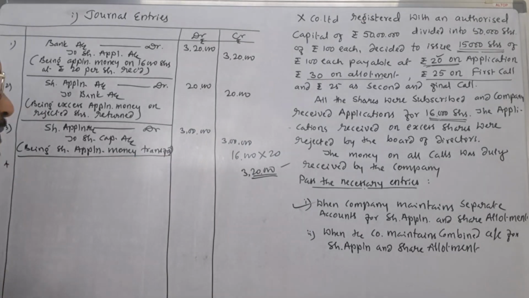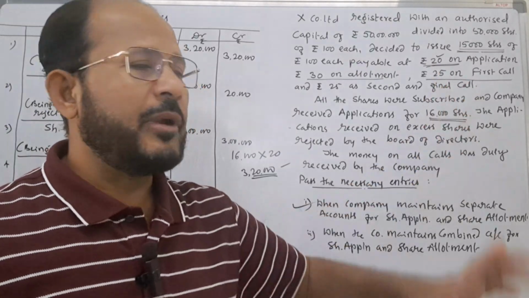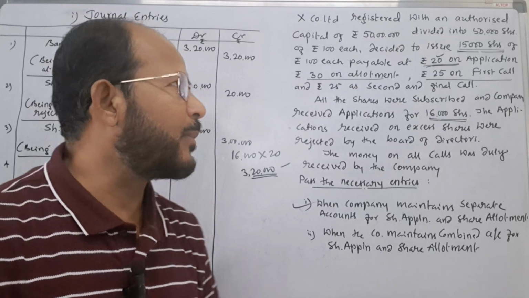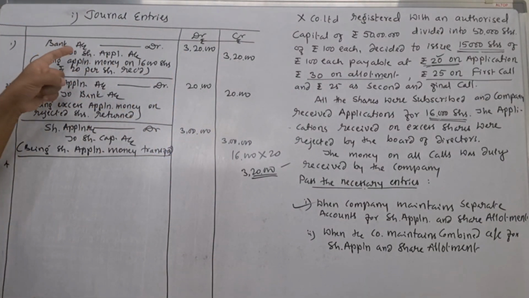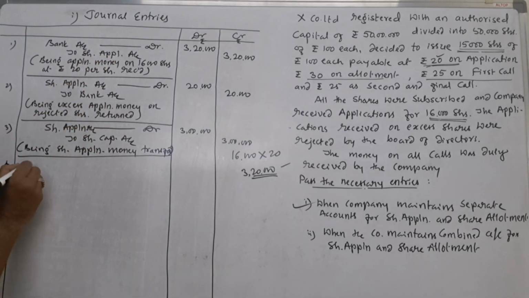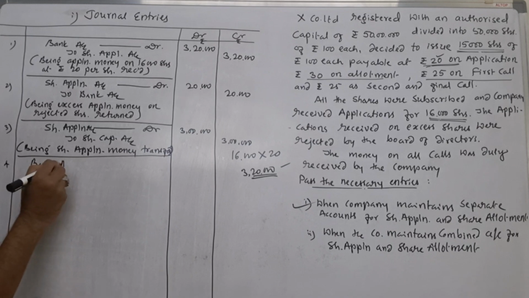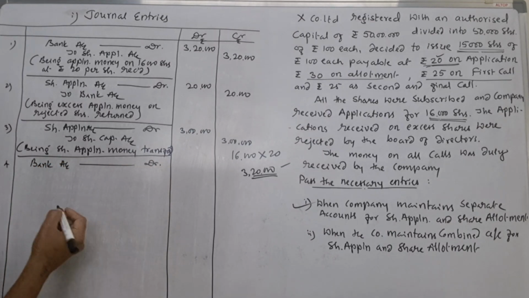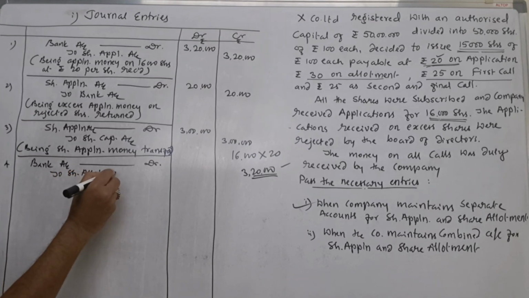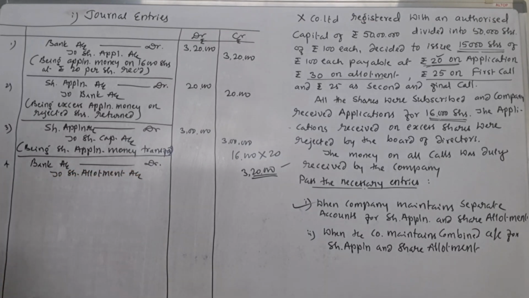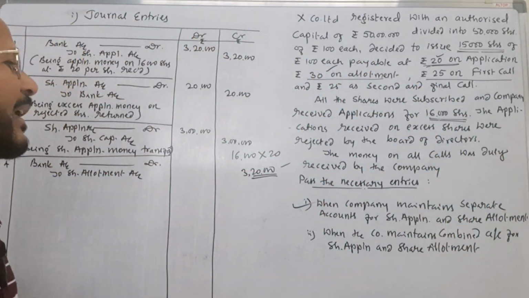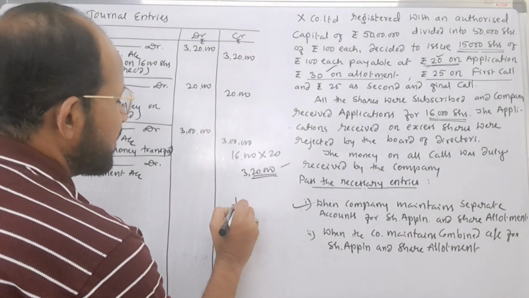Next, the fourth one. Come to the allotment. Whenever allotment money is received, what journal entry is to be passed? The simple thing is bank account to share allotment account. Where we took share application earlier, here we have to take share allotment. Bank account is debited to share allotment account. What is the allotment money here? Per share, the company decided to collect rupees 30. That is why, how many shares?